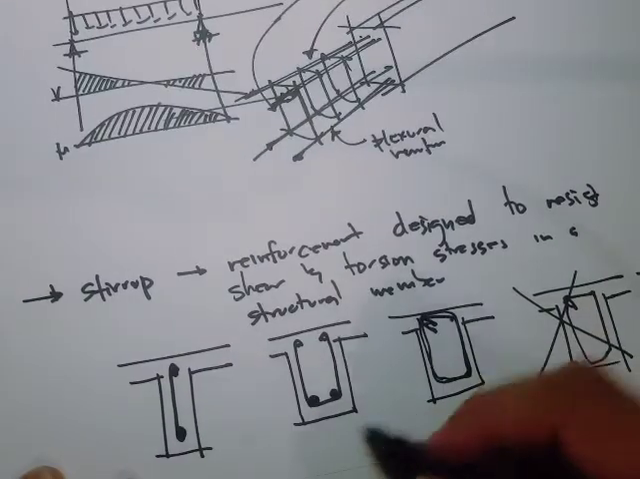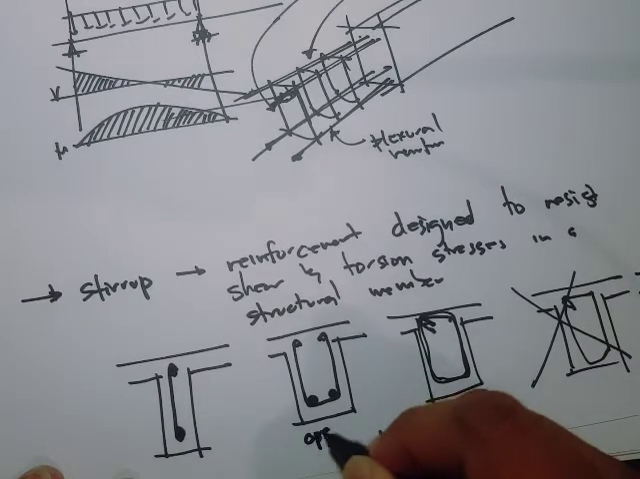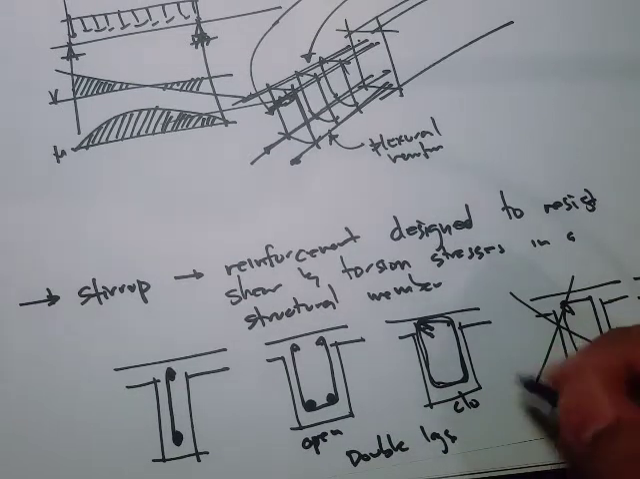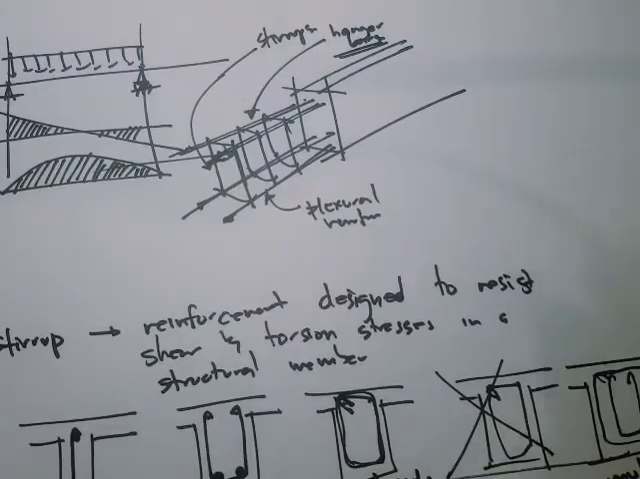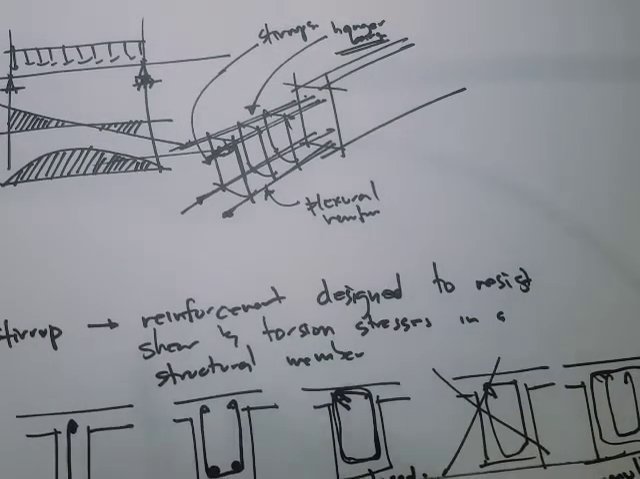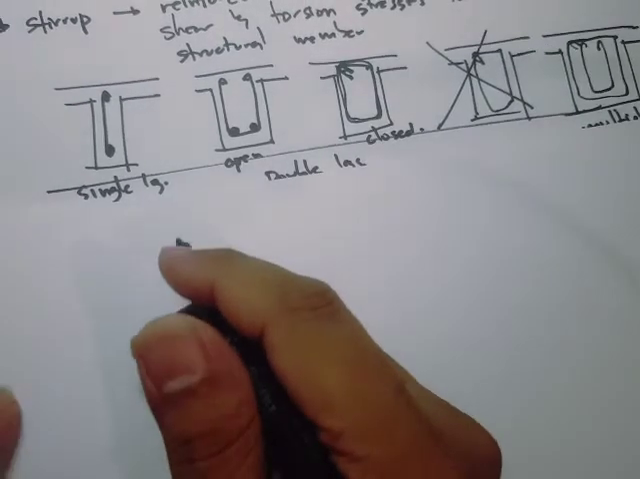So these two are called double legs, and this one is open and closed types. Open ones are sometimes called U-shaped stirrups. And we have the single leg. There are still many other configurations; you can refer to the textbooks to find other configurations. Now that's the stirrup configuration, and we'll move on to the stirrup spacings.